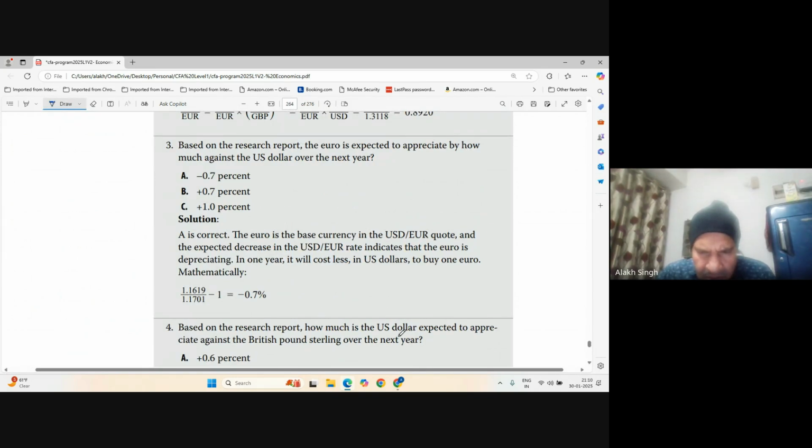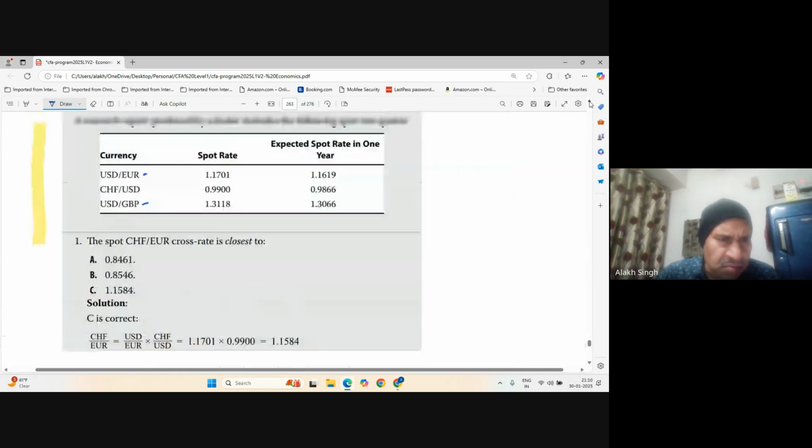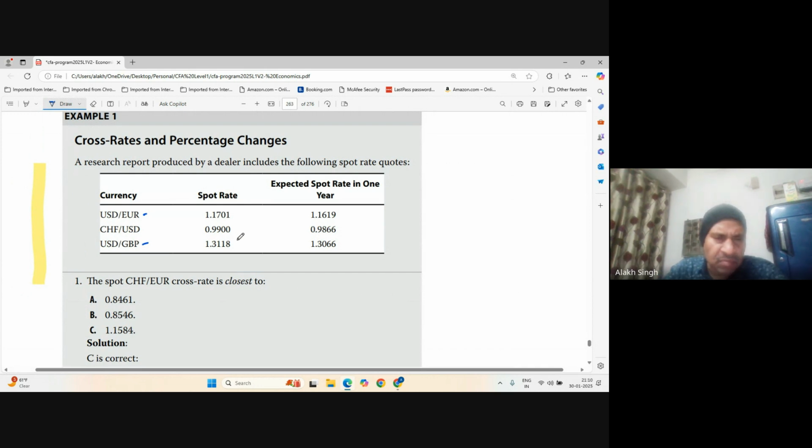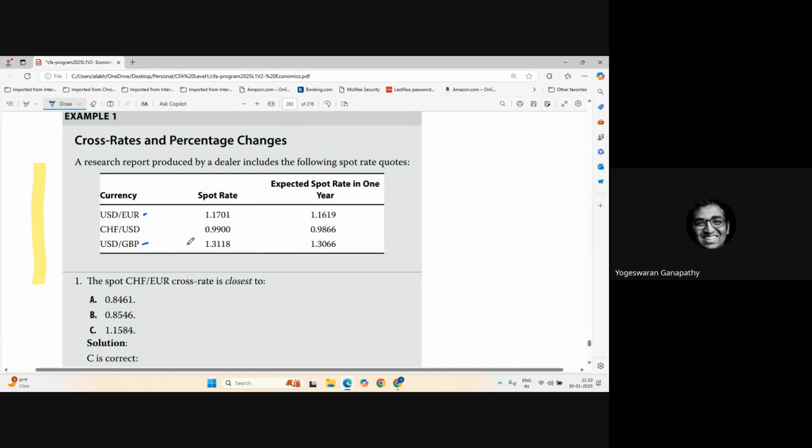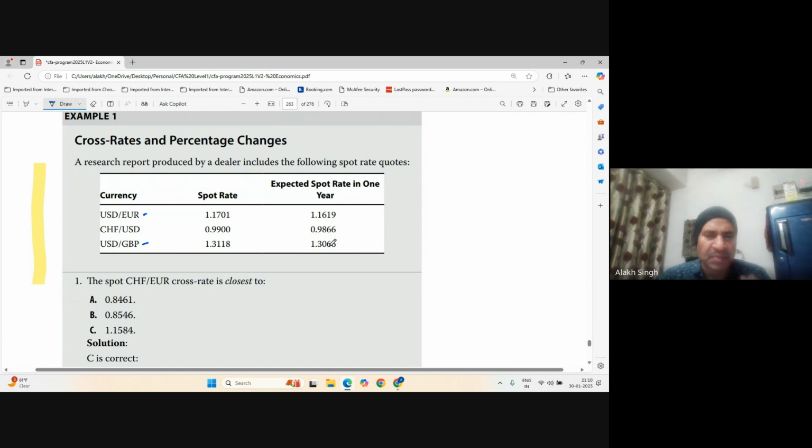How much is US dollar expected to appreciate against the British pound? Okay, so let's see. US dollar against British pound. Is that clear? Yes, pound is depreciating. So how much will the US dollar appreciate? It will deduct this, this minus this. Now the British pound is able to afford only less. That means US dollar has appreciated. That is what is being asked, how much appreciate, what percent?